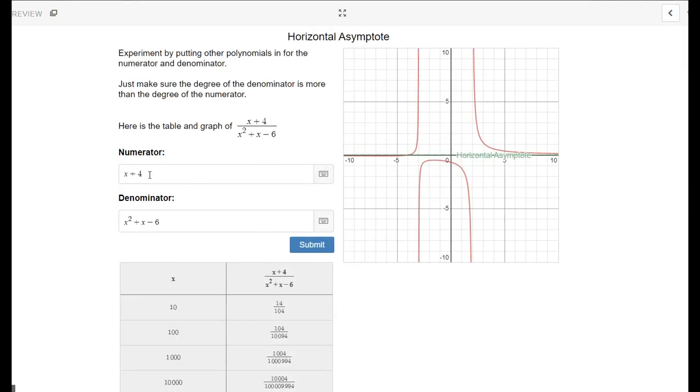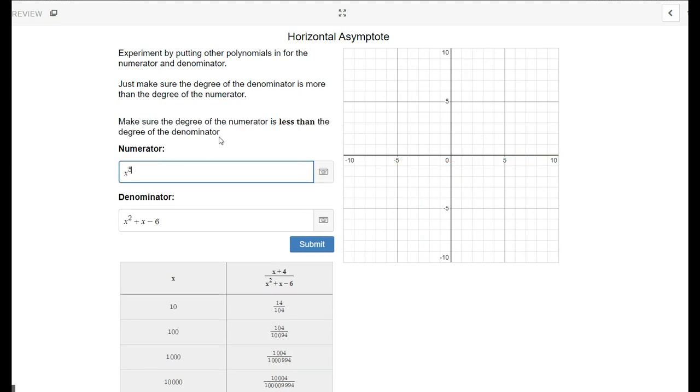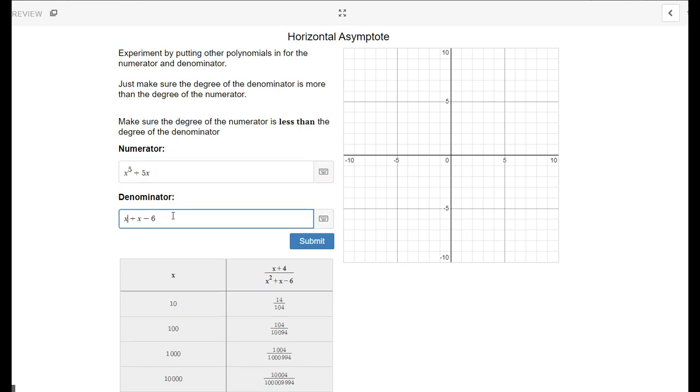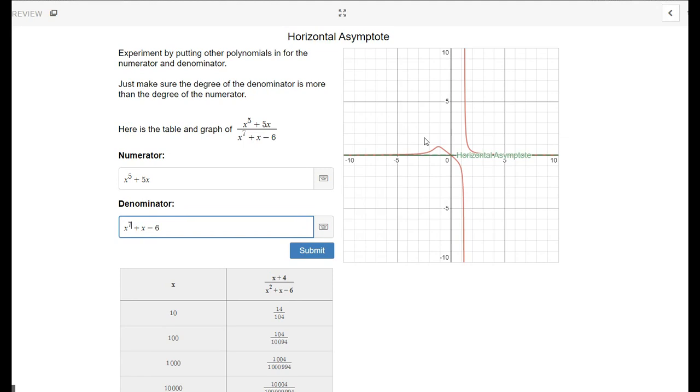So here you can play around and put pretty much anything you want. If you put in something with a degree higher in the numerator than the denominator, though, it'll tell you you did something wrong. So let's make the degree of the numerator bigger. Let's go with a degree 7 polynomial. And yeah, you got some funky stuff going on here, but it's still got a horizontal asymptote at y equals 0 because this bottom number is going to be getting bigger faster than the top number, which will drive the fraction to 0.